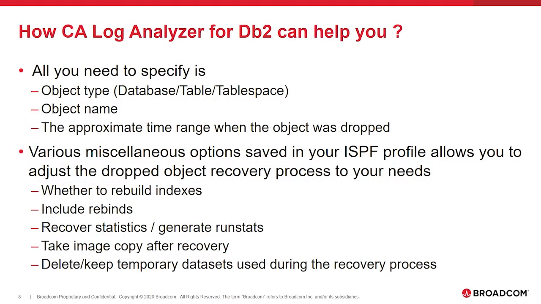How can CA Log Analyzer for Db2 help you in such a situation? It's very simple. All you need is to specify the object type, database, table space, table, the object name, obviously, and the approximate time range when the object was dropped. That's all. You have other options saved in your profile that allow you to adjust the dropped object recovery process to your needs.